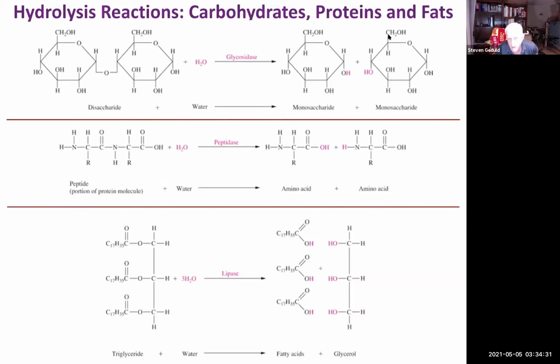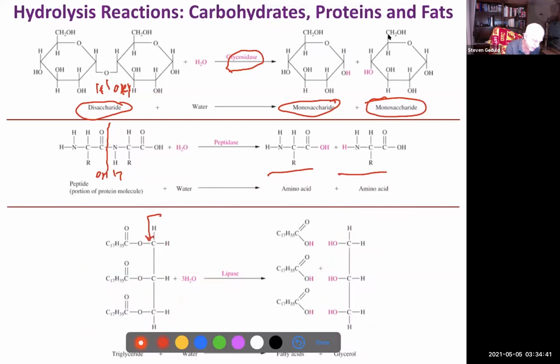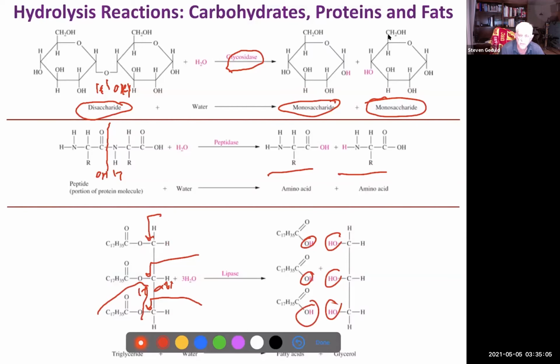And again, you've added water, one for each fatty acid. So you've added water. Let me get rid of some of these. You've added water across this bond right here, this bond right here, and OH, hydroxylic acid, and then OH on the glycerol. So you've added H to this side to produce your carboxylic acid, and then OH to produce your glycerol.